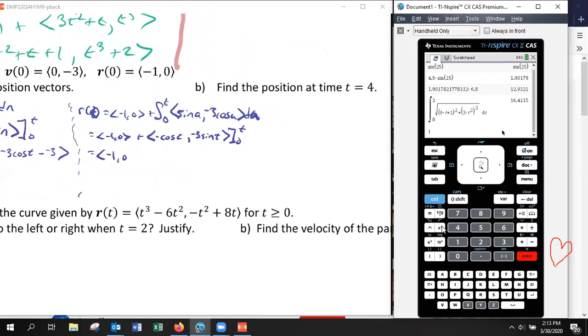So -1, 0 plus negative cosine t minus -1, and then it'll be negative, I guess this is still an a right here. Then it'll be negative sine t minus 0. So altogether, very happily, this turns into negative cosine t. Then isn't it negative 3 sine t? Yeah.